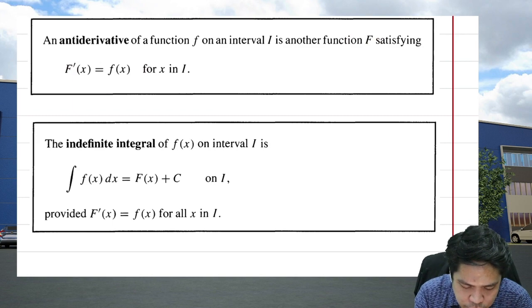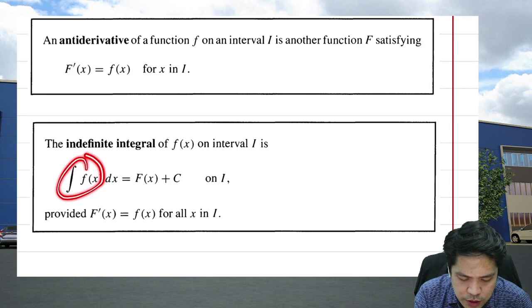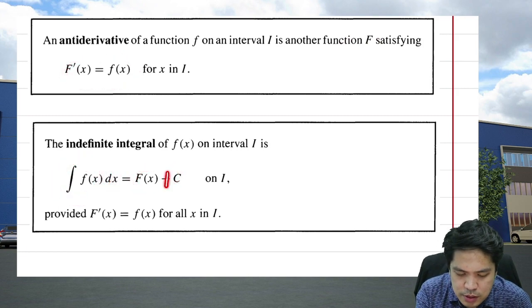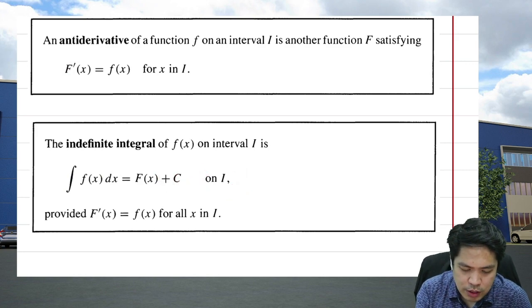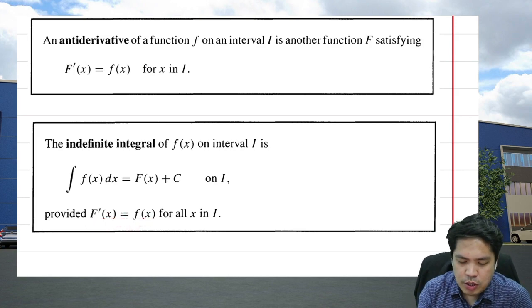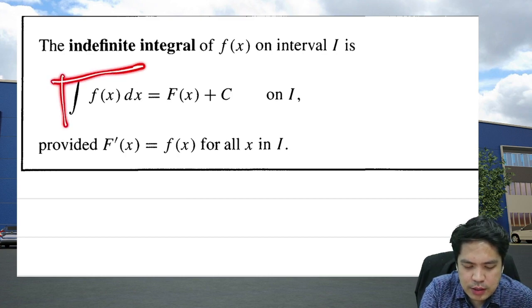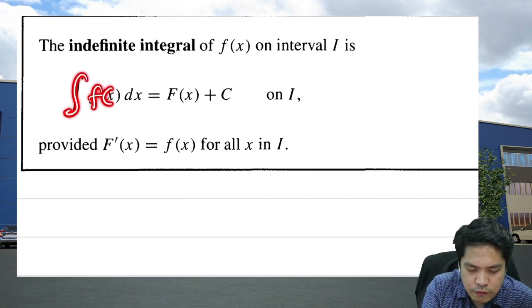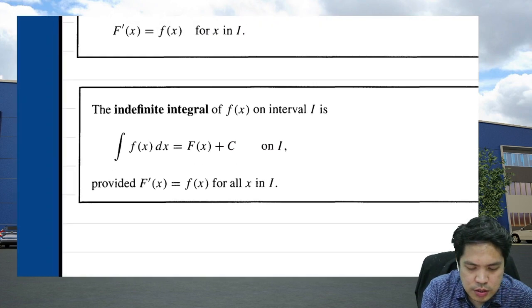So if you apply the antiderivative, or that would be integration, if you apply integration of this function, the result is the function plus a constant of integration c on the interval I, provided that, of course, F prime of x is equal to f of x. So ito yung tatandaan natin. The definition of an indefinite integral is that the integral of f of x dx is equal to F of x plus the constant of integration c.